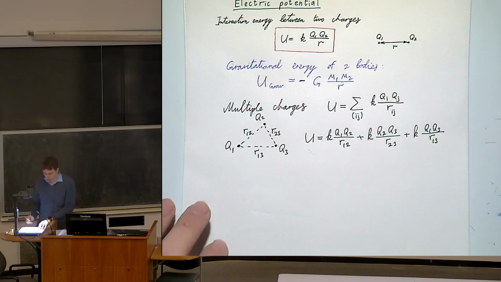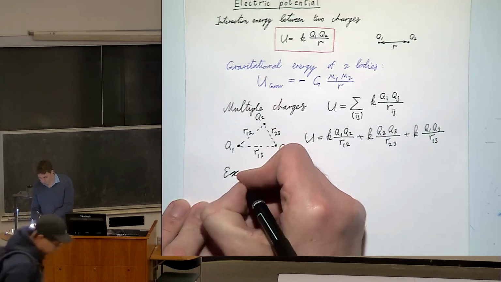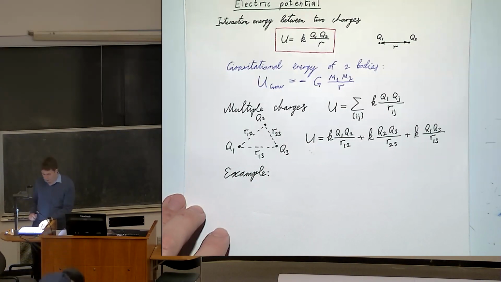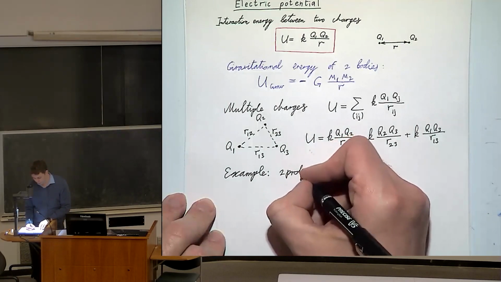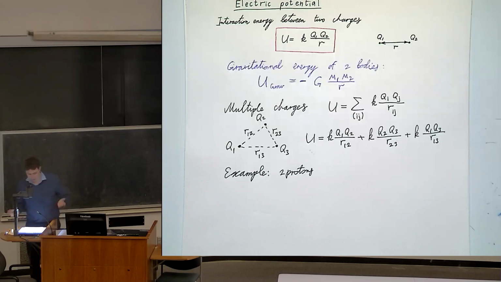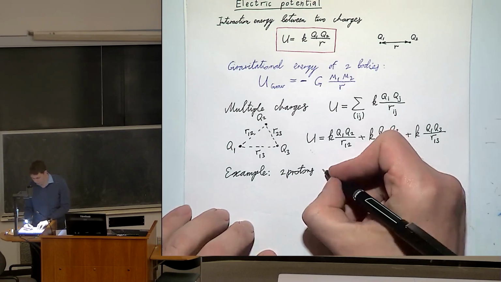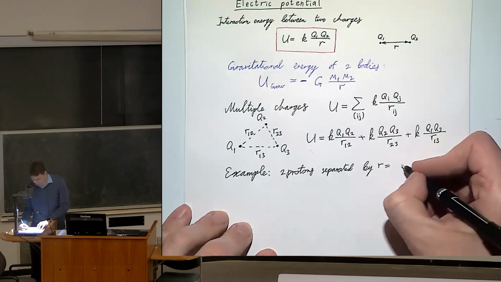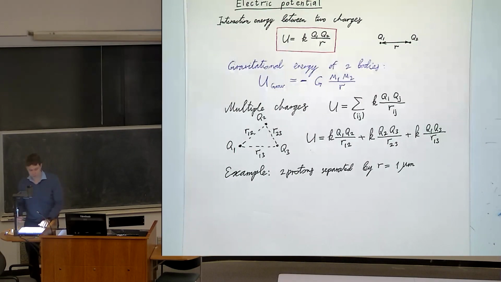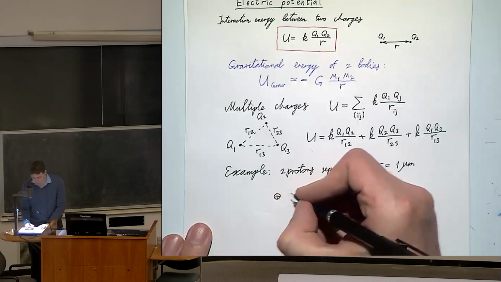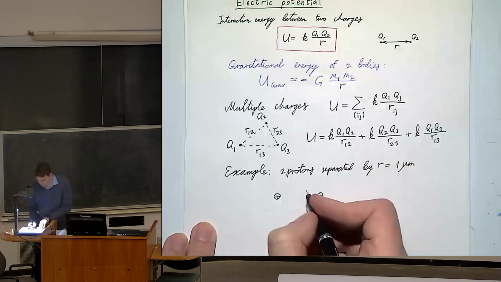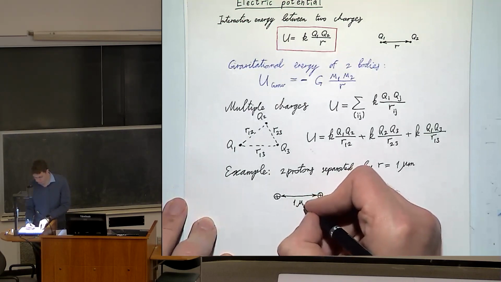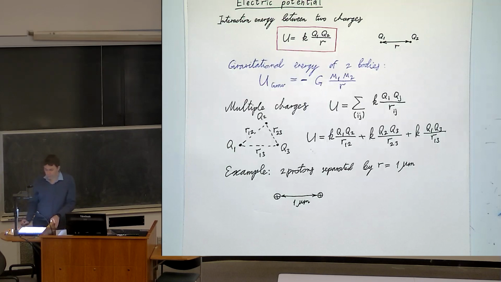Well, let's do a quick example showing how to use this formula. Let's consider 2 protons, basically 2 ions of hydrogen separated by a distance of 1 micron. So that's 1 proton, that's another proton. The distance between them is 1 micrometer.